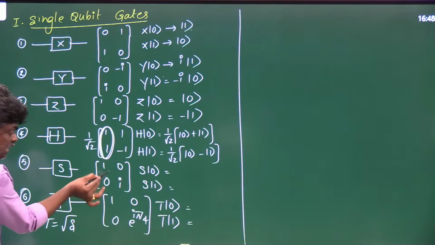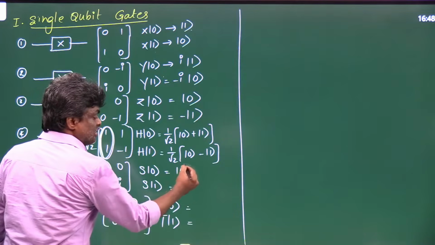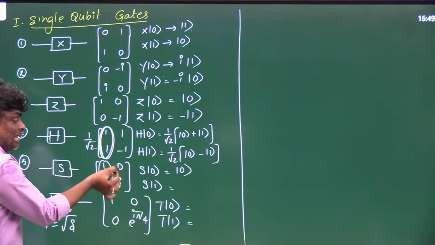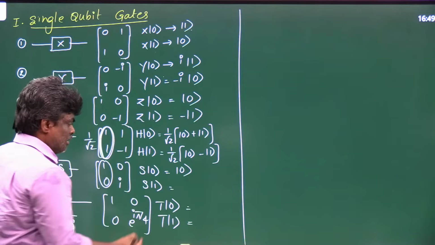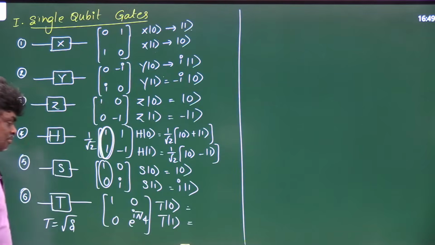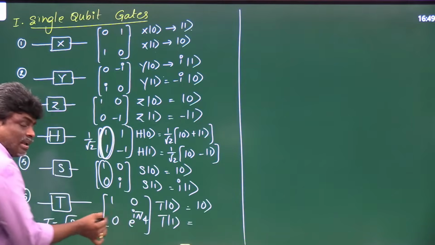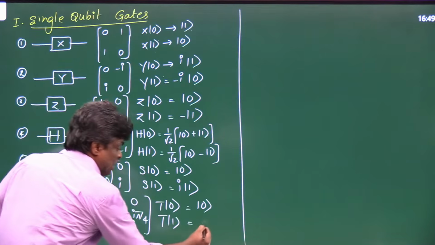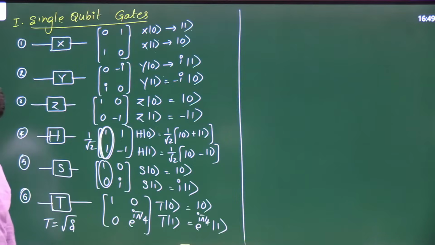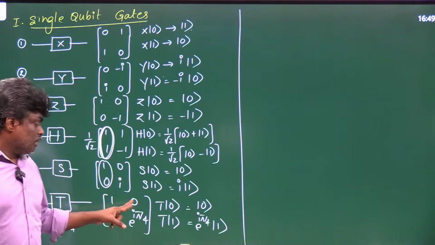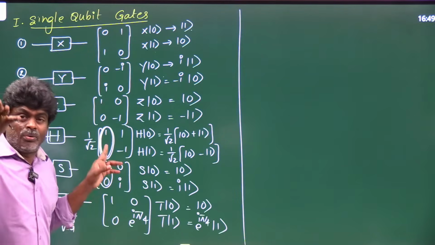If you still don't understand, see in the identity matrix what you are having: 1 0. Here also 1 0, no change. Next 0 1, but here you have 0 i. That means it converts 0 1 to 0 i, that is i times 1. Next, here 1 0, that's why as it is. But here 0 e raised to i pi by 4. That's why it converts 1 into e raised to i pi by 4. Very simple. Originally 0 1, that is converted to 0 e raised to i pi by 4.